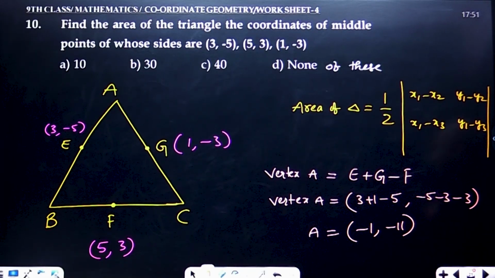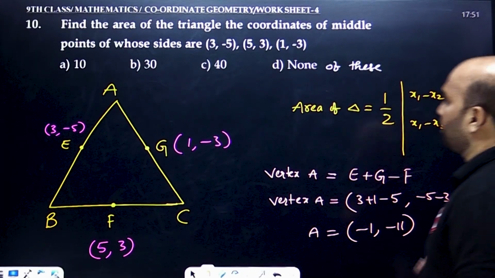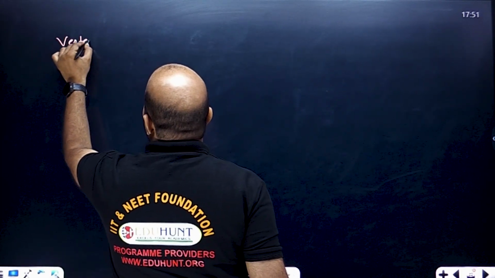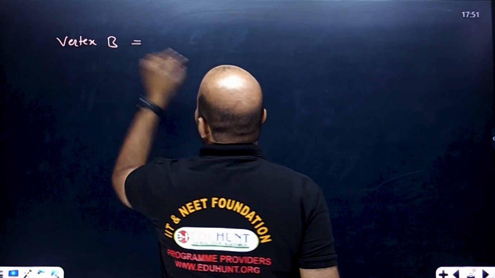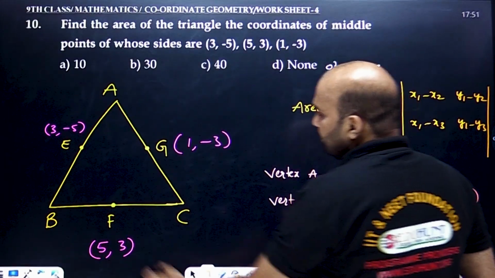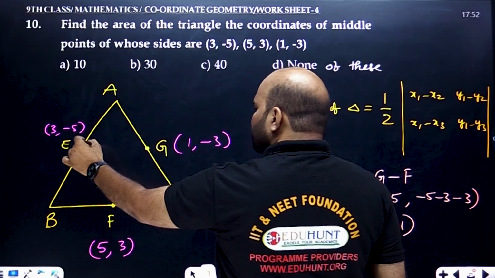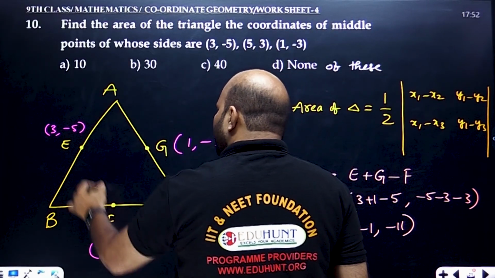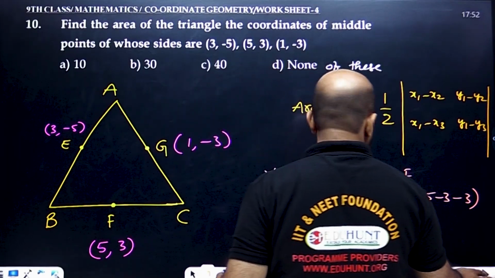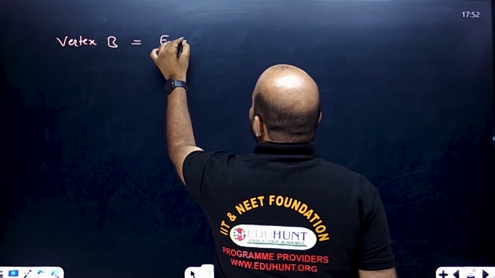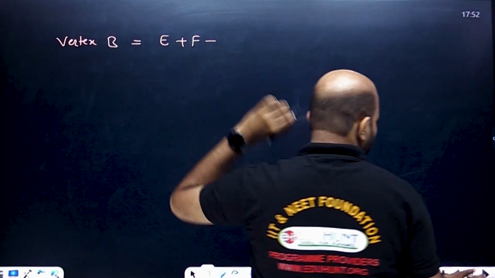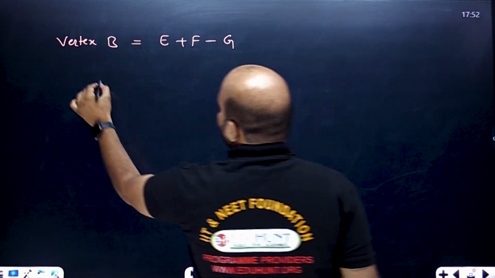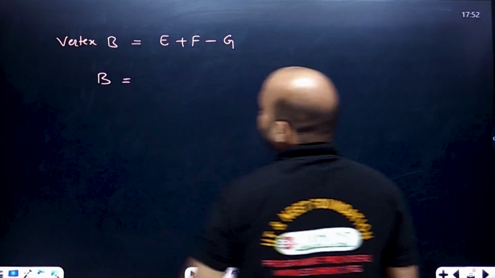These are the coordinates, and the same rule applies towards B. How do we get the vertex B coordinates? So clearly we need to understand. For vertex B, what is the formula? The sum of the adjacent midpoints of B, nothing but E plus F, minus the opposite midpoint of B, G. This is the formula. So therefore we can write the B coordinates.